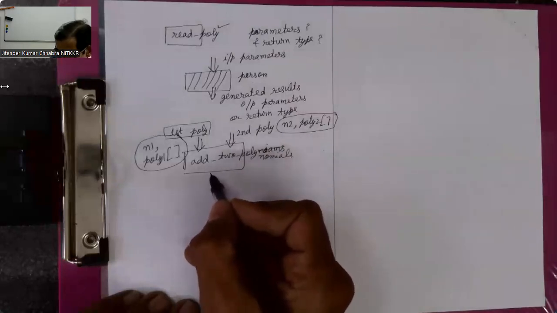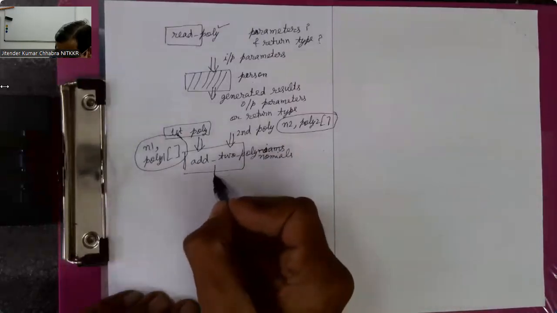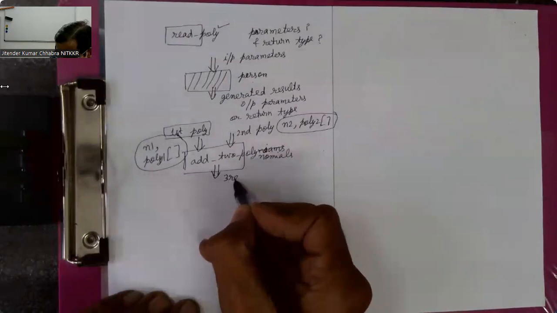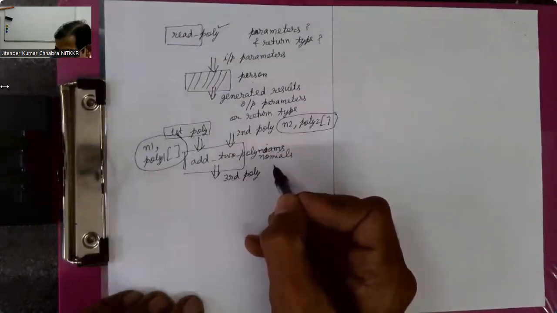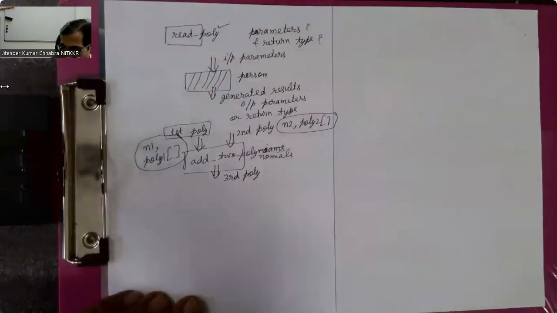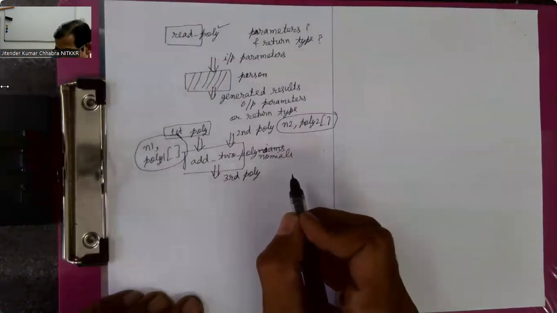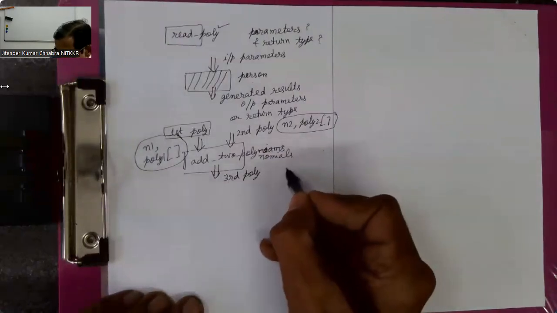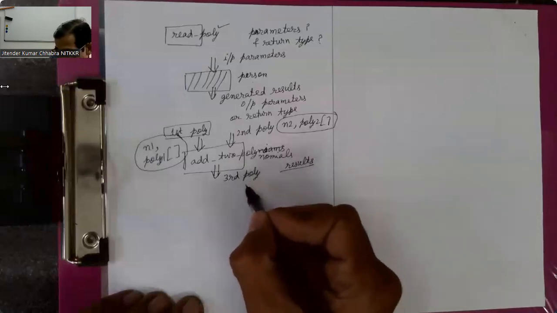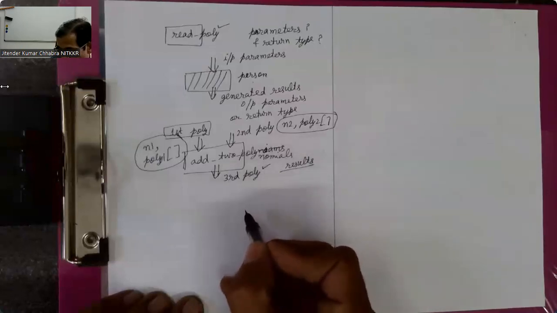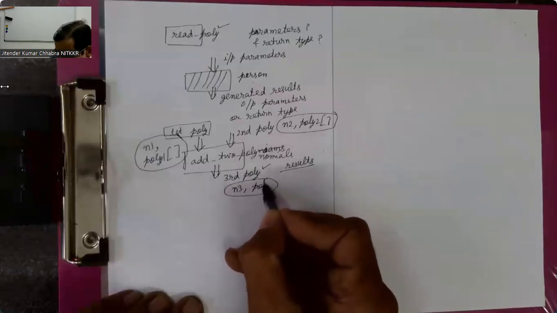Similarly, this function generates a third polynomial. It need not be displayed or printed only. The third polynomial gets generated, so the third polynomial is the generated output of this function. Output doesn't mean display only. Output means this function has generated results, and the results of this process are the output. Effectively, the third polynomial means n3 and poly3.